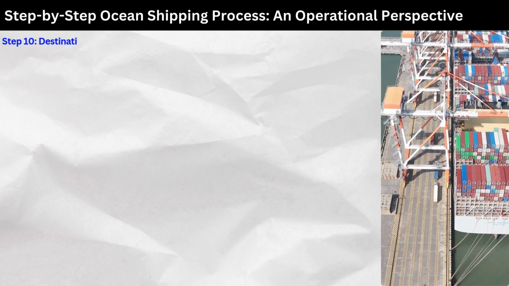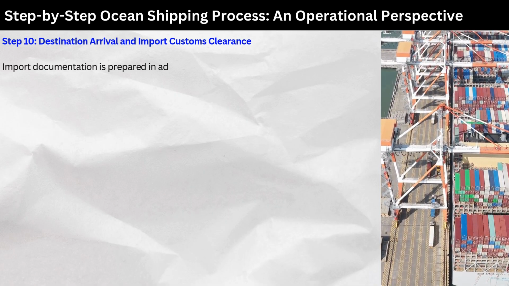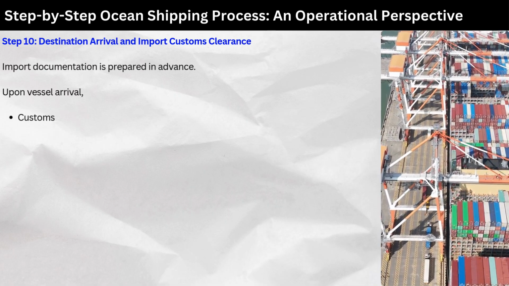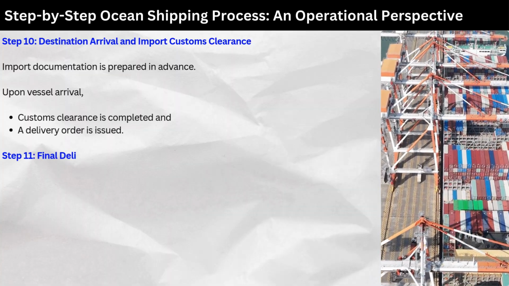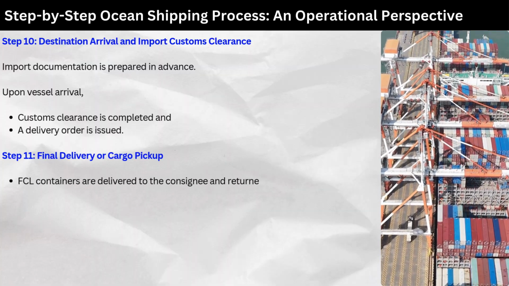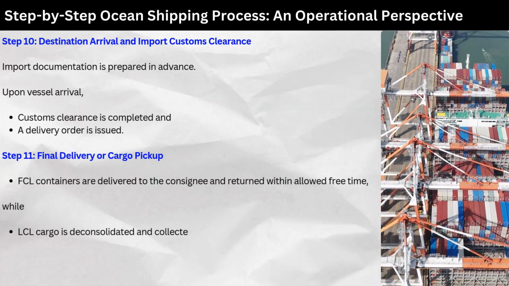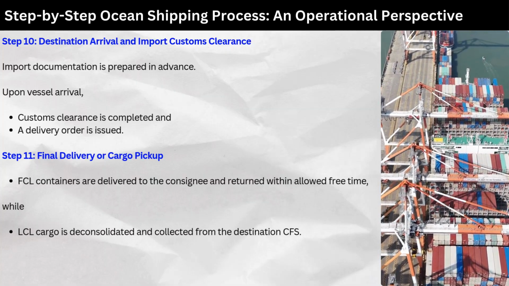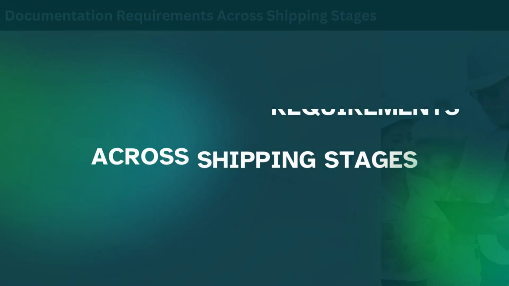Step 10. Destination arrival and import customs clearance. Import documentation is prepared in advance. Upon vessel arrival, customs clearance is completed and a delivery order is issued. Step 11. Final delivery or cargo pickup. FCL containers are delivered to the consignee and returned within allowed free time, while LCL cargo is deconsolidated and collected from the destination CFS.